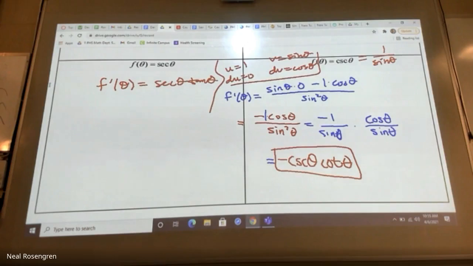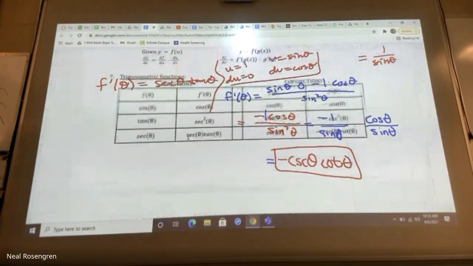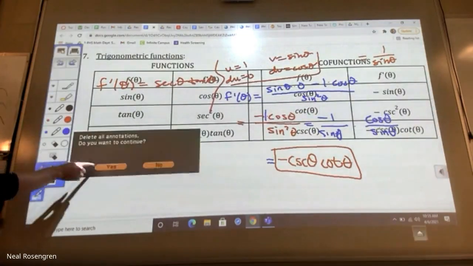Negative cosecant cotangent. Period. So tangent was secant squared, cotangent was negative cosecant squared. Sine switches and becomes the cofunction. Secant is secant tangent. Cosecant is negative cosecant cotangent. Switch the sign, use the cofunction, every single time. Now, I don't know if you have noticed, but that is true for all six.